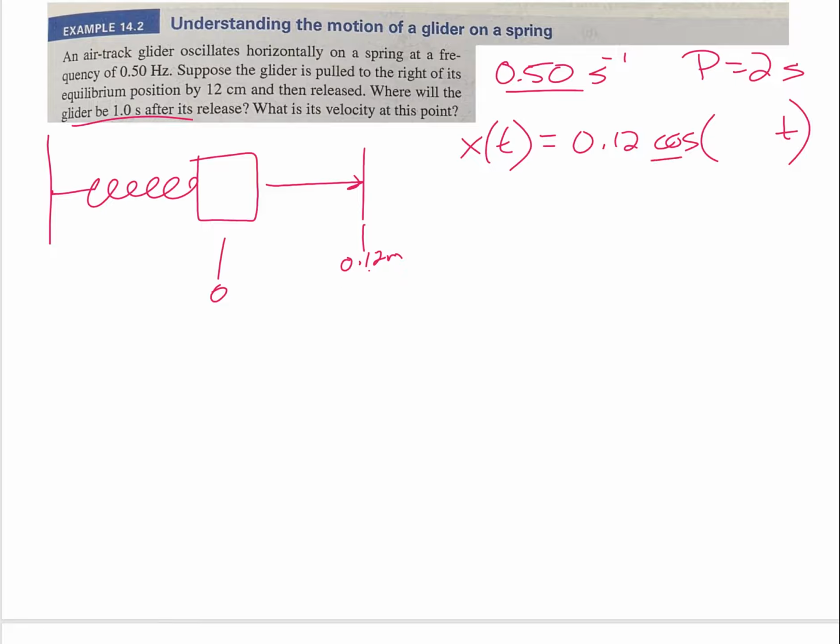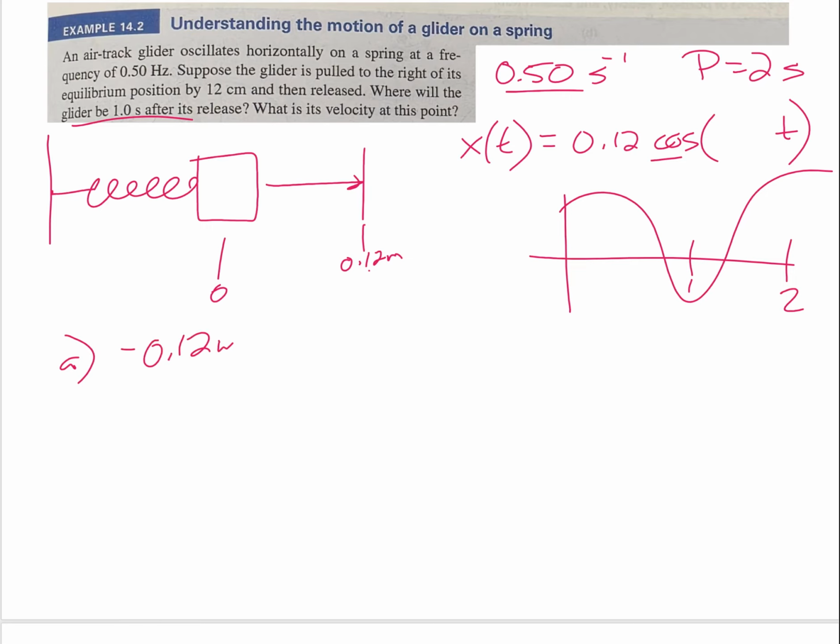Now, where will the glider be 1 second after its release? Because I'm dealing with cosine, I know the graph is going to look like this. 2 seconds is over here. So where are we at 1 second in? We're halfway, so that would be the minimum point. So we're at our maximum negative value from the equilibrium. So for this first part, part A, we're going to say we are at negative 0.12 meters.